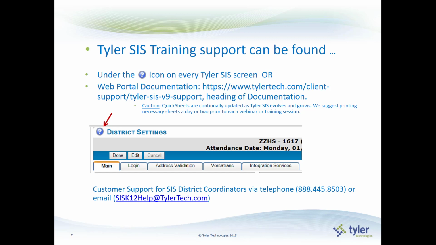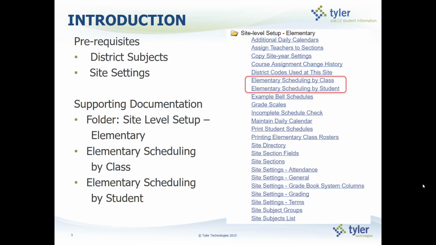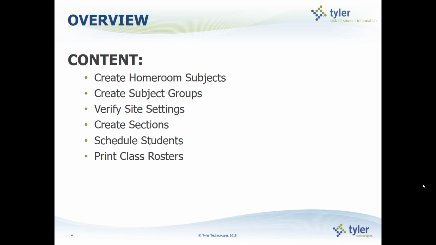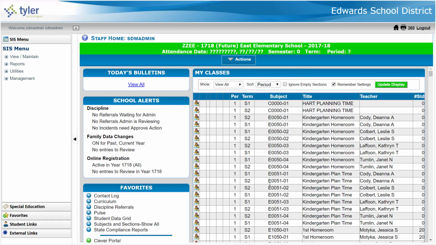The Quick Sheets are located in the folder titled Site Level Setup Elementary. You will want to review the Quick Sheets, Elementary Scheduling by Class, and Elementary Scheduling by Student. Our agenda today includes how to create homeroom subjects, create subject groups, verify your site settings, create sections, schedule students, and print class rosters. We will begin by creating homeroom subjects.